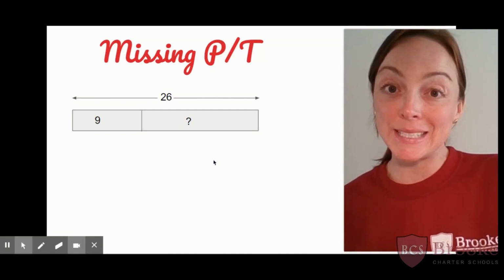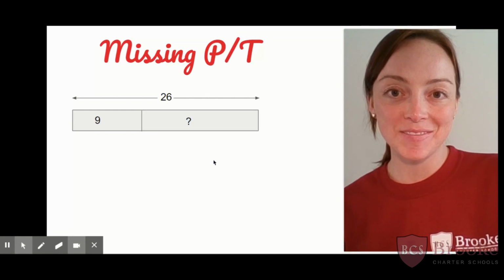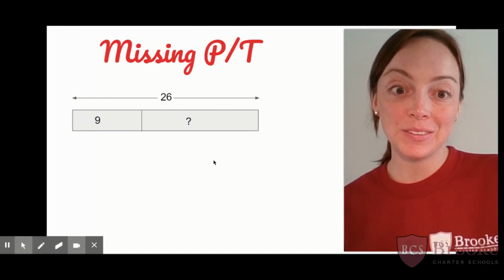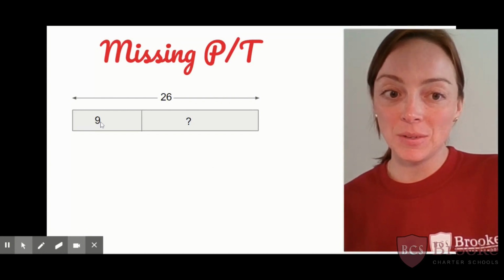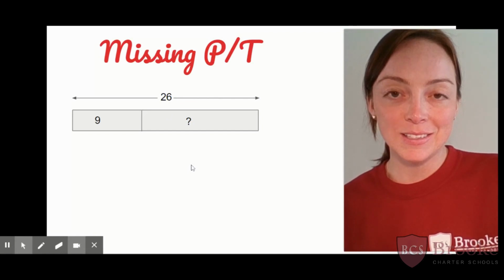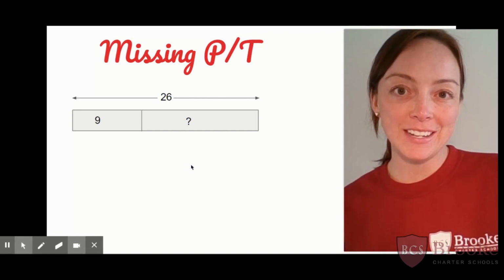So what do you think? Are we missing a part or are we missing a total today? We're missing a... Exactly, a part. We know the total. The total is what number? Exactly, 26. So 9 and something make 26. See if you can find that missing part, first grade. Get to work.